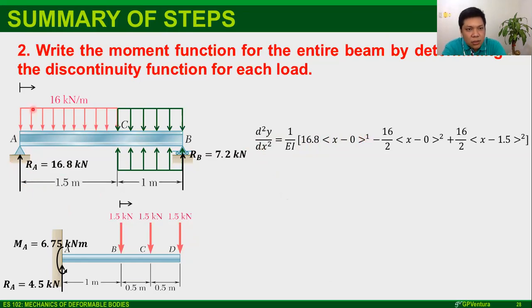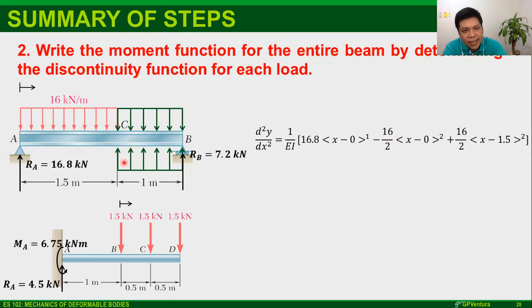How about the distributed load? Going back to our código, our cheat sheet, it's omega over 2. So 16 over 2, so 16 kilonewtons per meter. So omega over 2, 16 over 2. It's negative because it's downward. x minus a. a is still equal to 0 because it started at point A. The distributed load started at the origin, raised to 2. Plus po yun because I now need to describe this one.